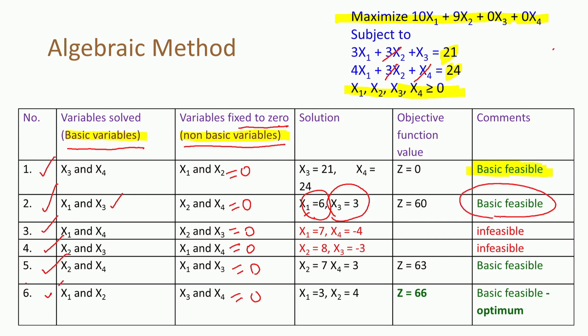This is also basic feasible because x2 equal to 0, x4 equal to 0, x1 equal to 6, x3 equal to 3 satisfies the non-negativity restriction, and therefore this is basic feasible. Now we evaluate the objective function value. So x1 equal to 6, x2 equal to 0 would give us 10x1 plus 9x2 equal to 10 into 6 plus 9 into 0, which is 60. So we get the second solution, which is here. We now look at the third solution.